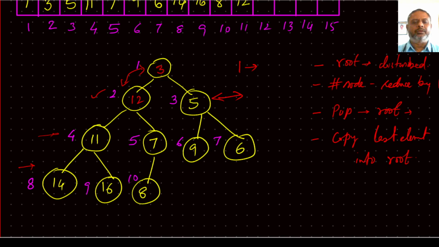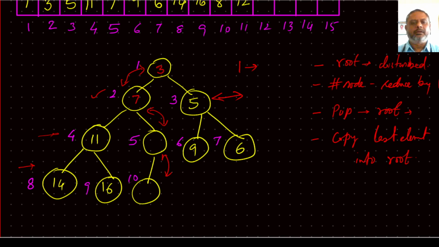Now, is this 12 in the right place? Look down at its subtree, and you find that the children of 12 are 7 and 11. Of course, both of them are smaller than 12, therefore you can't keep it as it is. The smaller of them happens to be 7, so swap this value with 7. Now, finally, this one gets replaced.